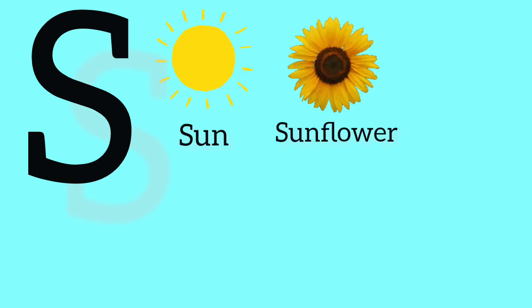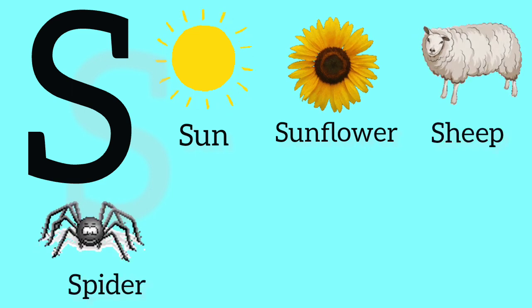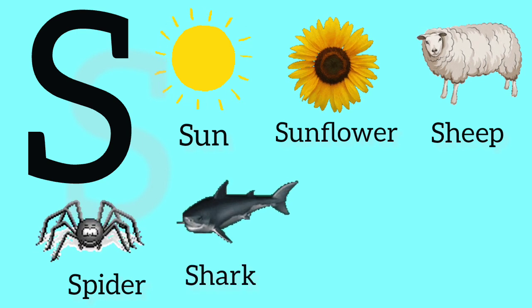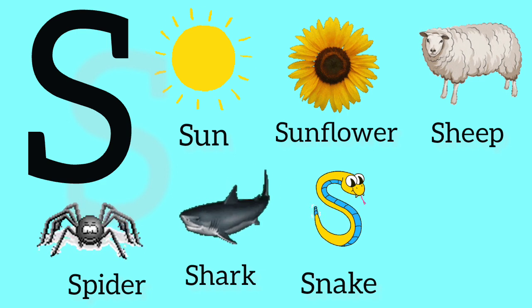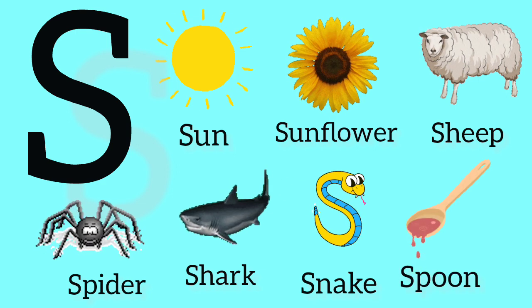S. S is for sun. S is for sunflower. S is for sheep. S is for spider. S is for shark. S is for snake. S is for spoon.